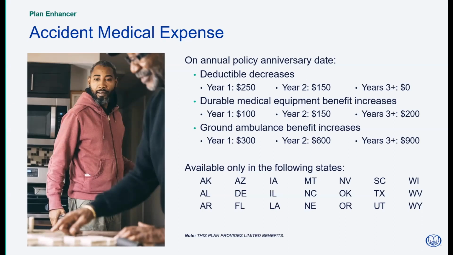Same for the ground ambulance benefits. Year one, the benefit is $300. Year two, it's $600. And then year three and on, it is a whopping $900. Now, this is available only in the states that you see on your screen right now. So once again, make sure you're paying attention to the brochures to make sure that these features are available in the states in which you are quoting.